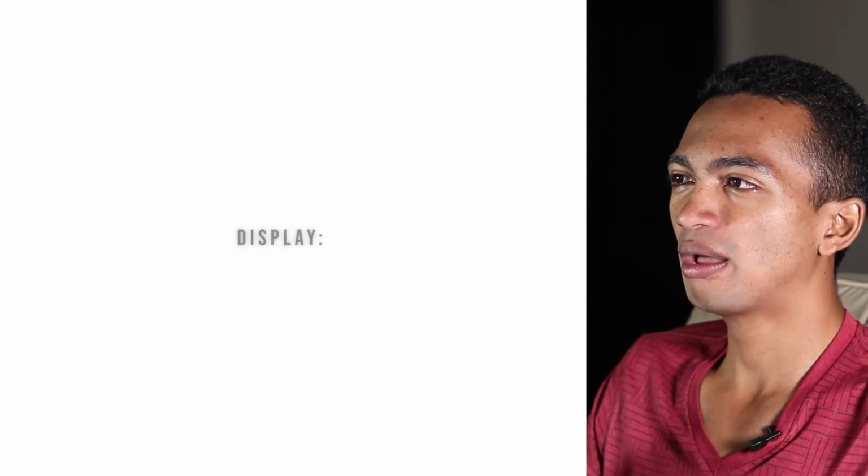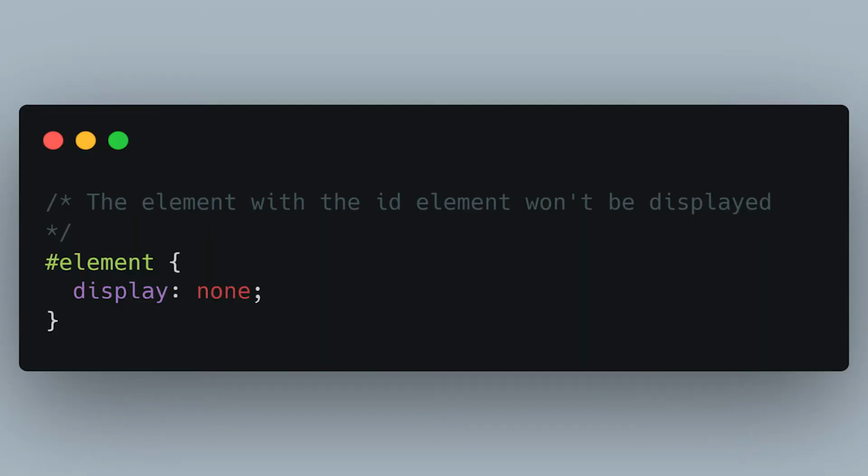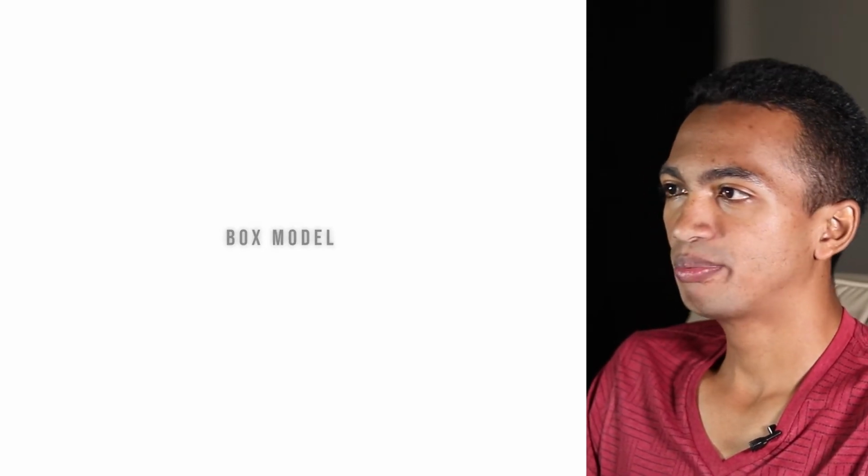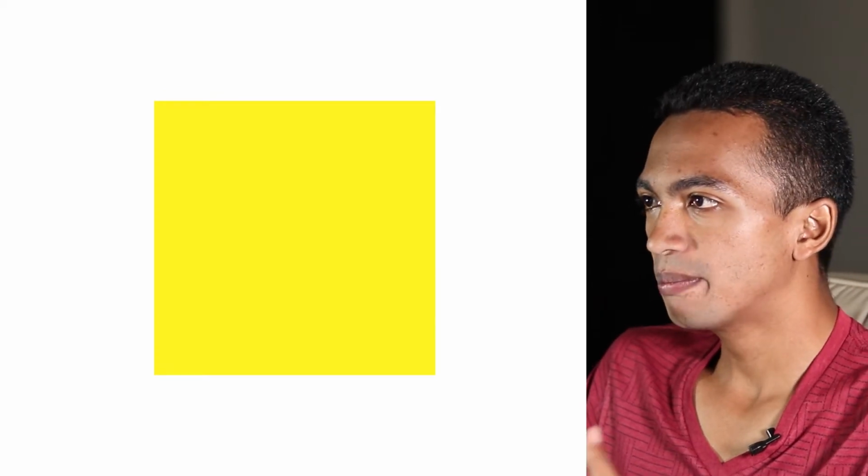The display property. Elements can be not displayed, displayed inline, or with the values block, flex, grid, and more. Here is a concept that we need to understand. It is called the box model. Every element present on the page is represented as a box. Know that there can be some restrictions based on the element's display property.